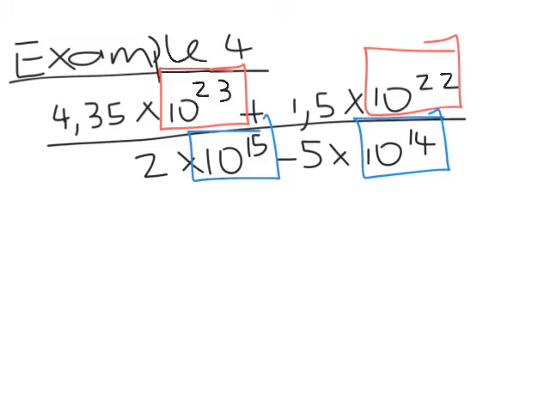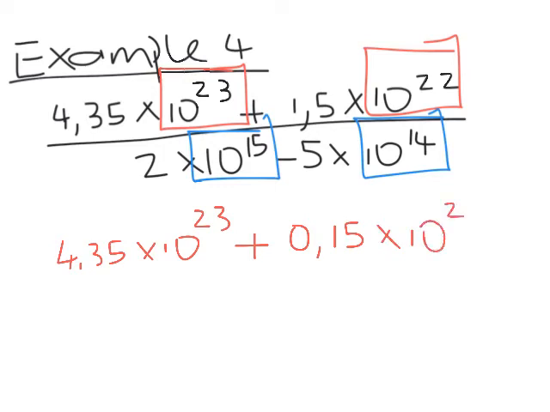So what do I have now in the numerator? I'm just going to remove that guy. What I have in the numerator then is 4.35 times 10 to the power 23. I leave that as is, plus, what am I going to have? I'm going to shift this 22 up. When I take it up, the coefficient must come down, so that comma is going to shift. It's going to be 0.15. I'm only shifting it one place because I need it to be times 10 to the power 23.